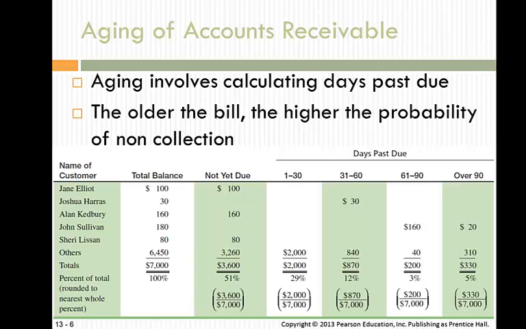The last row is just informational at the bottom, showing how much of the amount due in each category as a percentage of the total amount due by all customers. It's not used in our calculations.